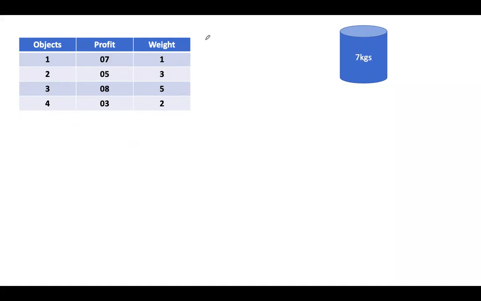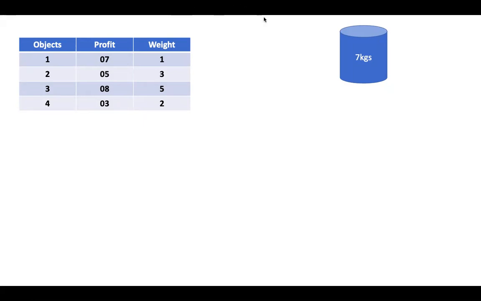Objects are given, its weights are given, profits are given, and there is a container with a maximum limit. Okay, 7 kg it can hold. So that is the knapsack. Our task is to select the objects such that it can hold 3 or 4 objects, 2 objects, but profit should be maximum. Okay, we have to find out a proper approach to solve this task.